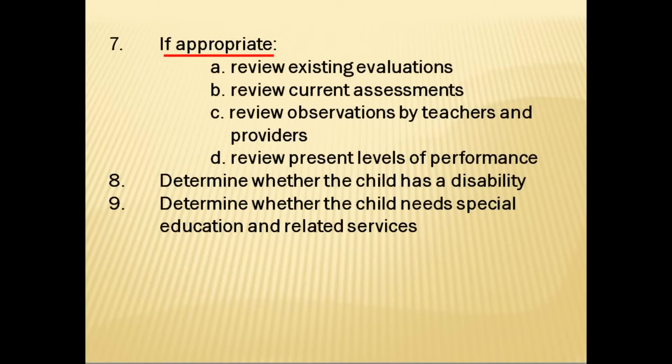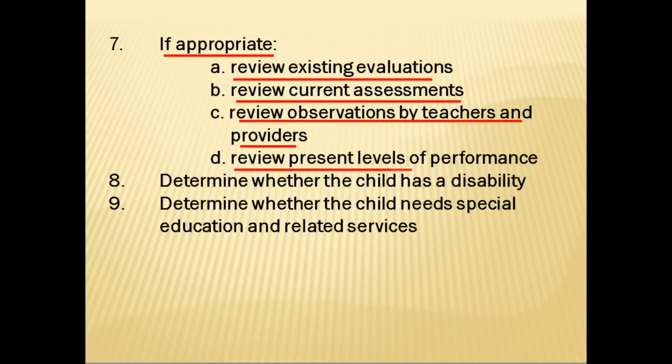If appropriate, sometimes you already have an evaluation or the child has been in school for a while. You need to review existing evaluations, go through those, and any current assessments that have been done, either school-wide or district-wide assessments, to see where the child comes out on those. Also review any observations by teachers or other service providers as to what they've been seeing in the classroom. If there's a former IEP and you're doing an evaluation, you can look at present levels of performance, or like it said here, you can talk to teachers to get reviews on how the child is doing in the classroom, and get that from providers also.